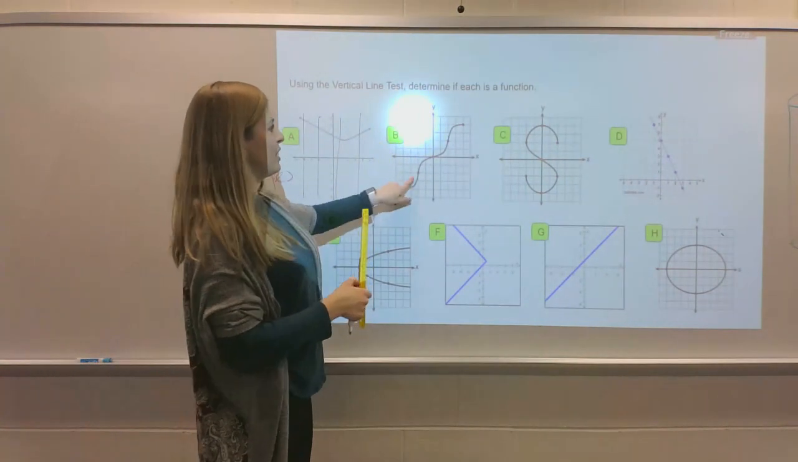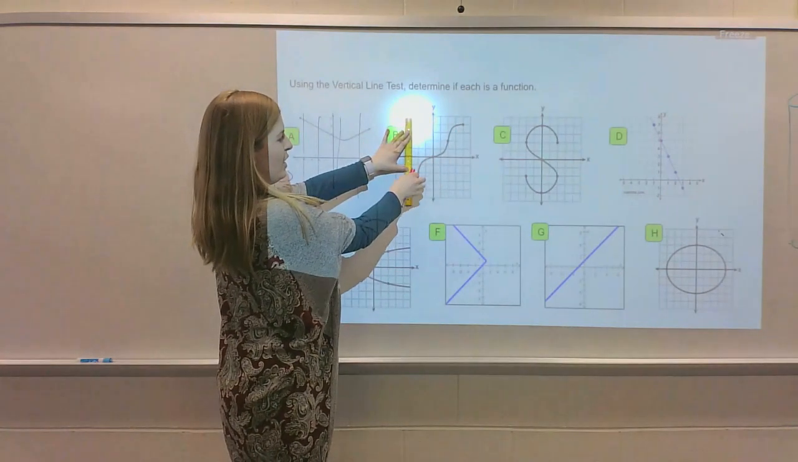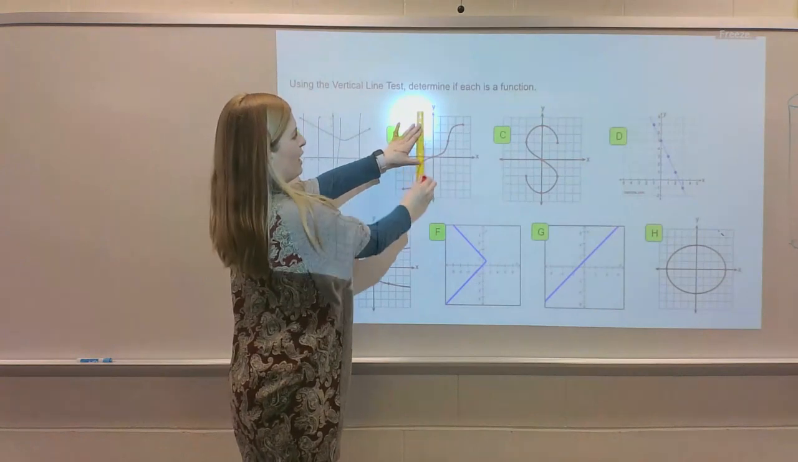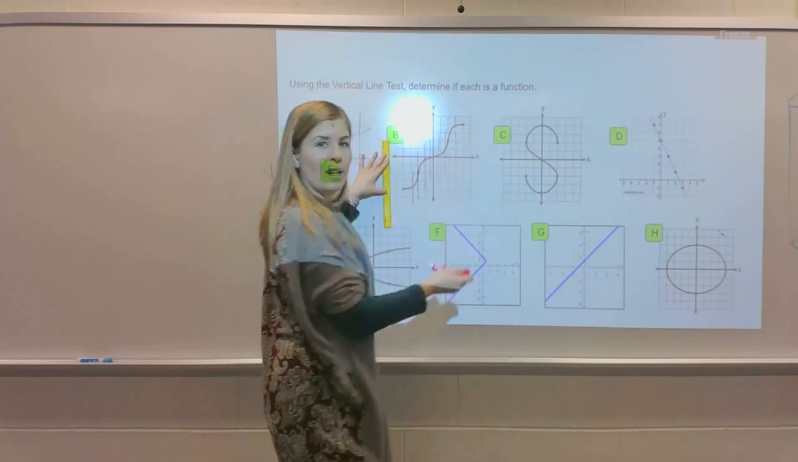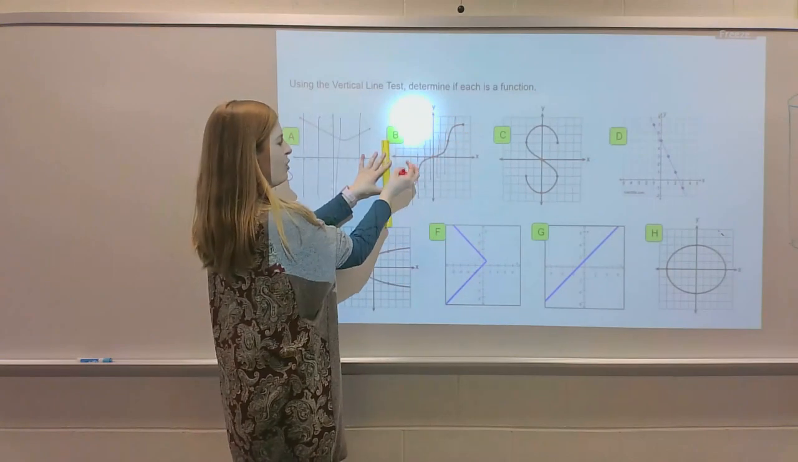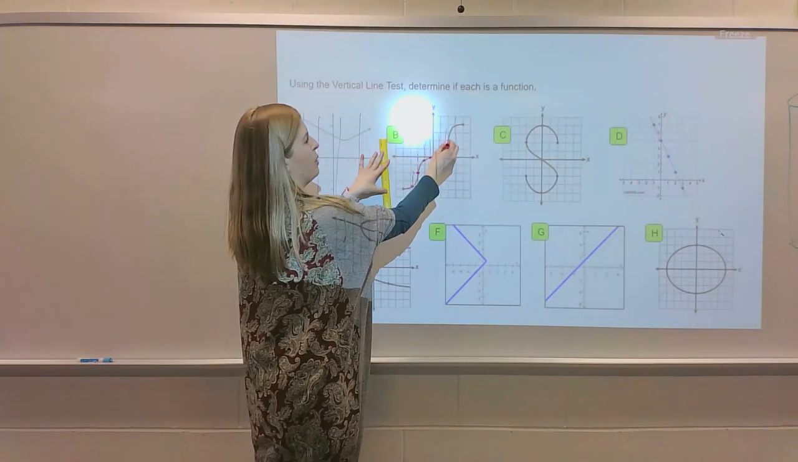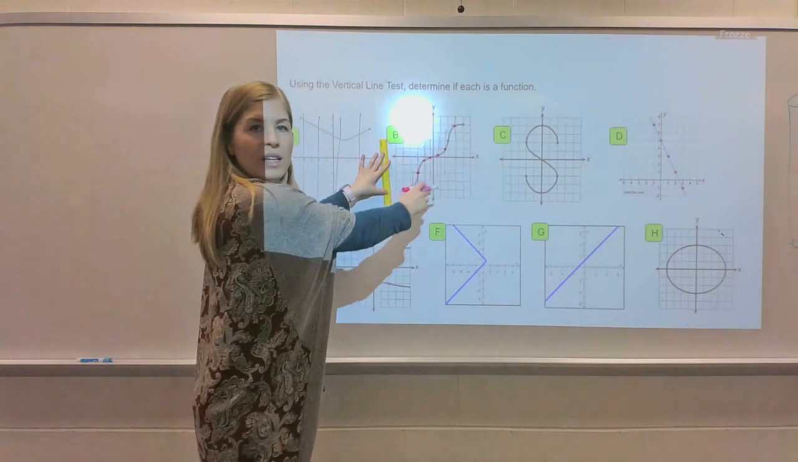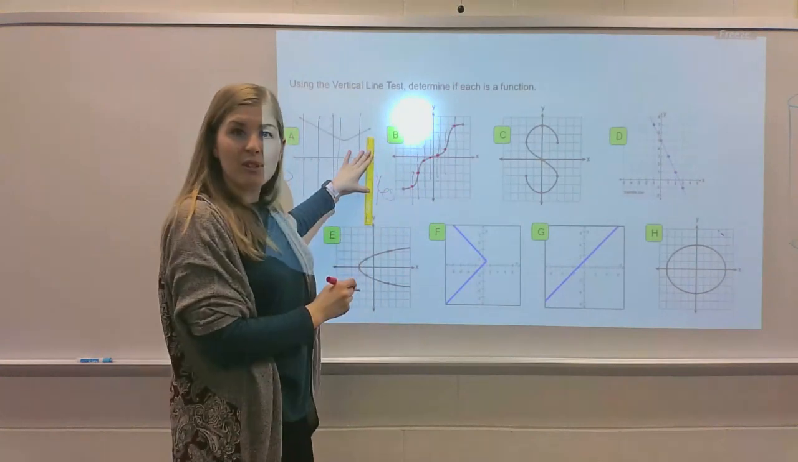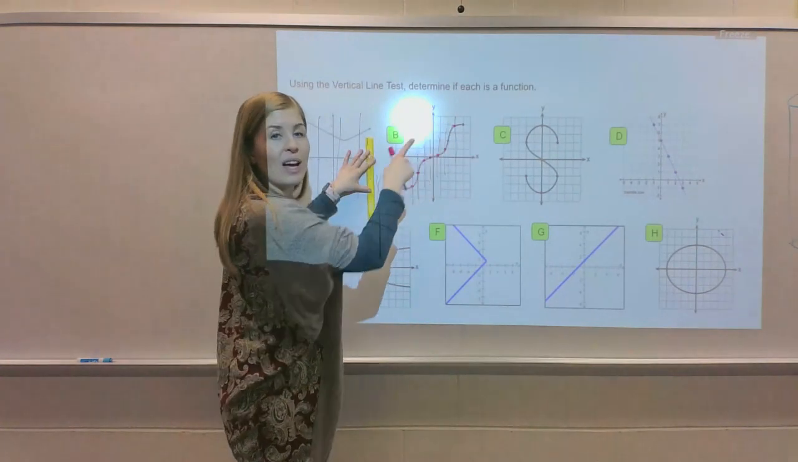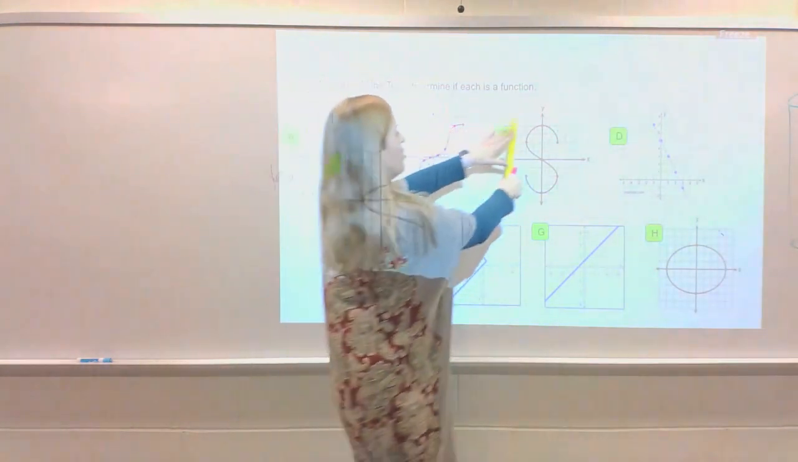Let's look at this one. It's a squiggly line here. We're going to use our vertical lines to see if at any point any of our vertical lines cross that graph line more than once. So I see this vertical line only hit it here. They only hit at one point each. So it passed the vertical line test. Does this line represent a function? Yes. Because when we pass the vertical line, each vertical line only goes through the graph line once. Okay? Let's try this one.